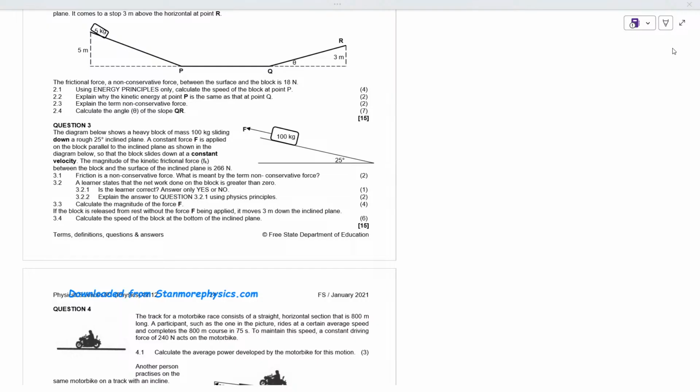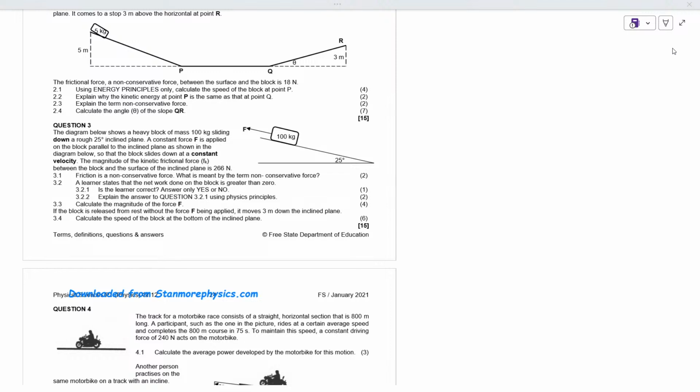The diagram below shows a block of mass 100 kg sliding down a rough 25-degree inclined plane. A constant force is applied on the block parallel to the inclined plane as shown in the diagram below, so that the block slides down at a constant velocity. The magnitude of kinetic frictional force between the block and surface of the inclined plane is 226 N. 3.1. Friction is a non-conservative force. What is meant by the term non-conservative force?